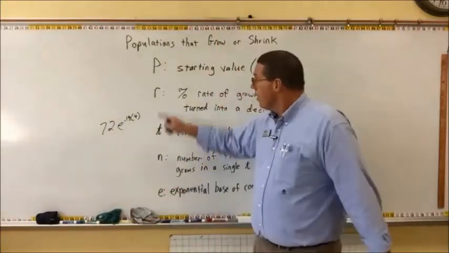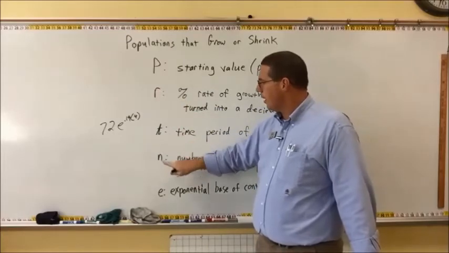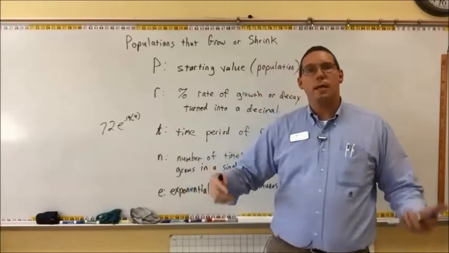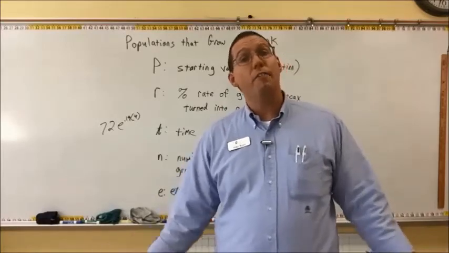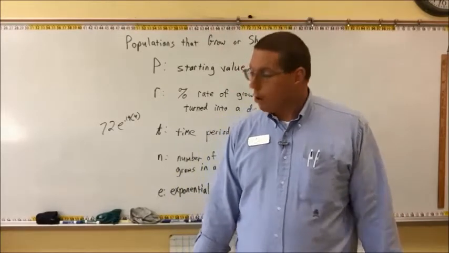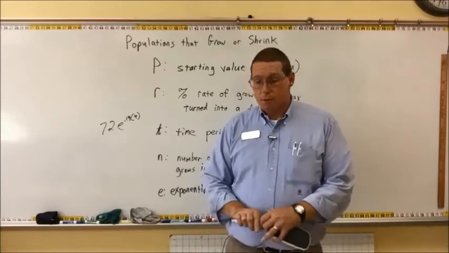So you're going to put a number in for P, a number in for R, a number in for T, and a number in for N, but you are not going to put a number in for e. e is already a number. It's kind of like pi. You know how pi is approximately equal to 3.14? Well, e is approximately equal to 2.72. So that's what we're going to do.